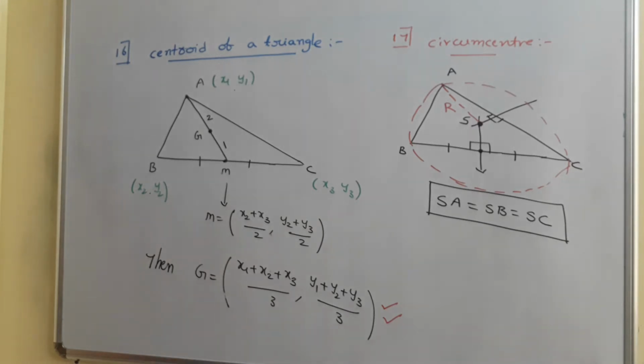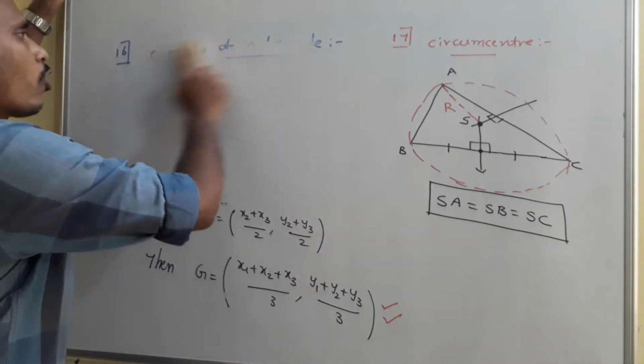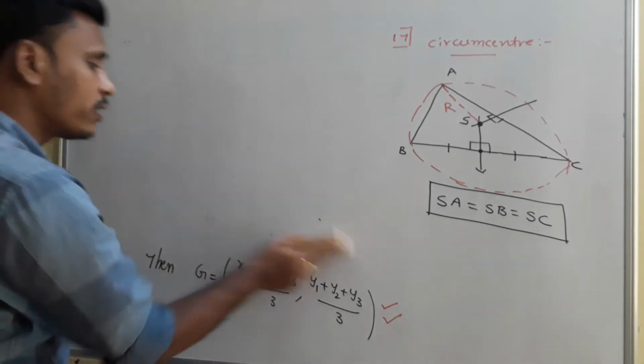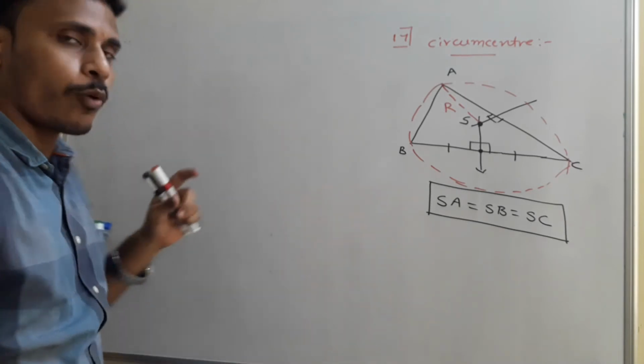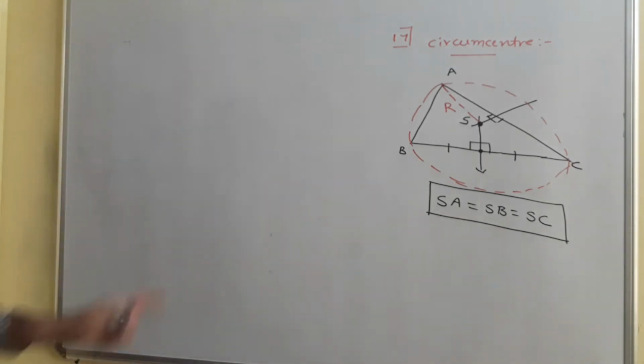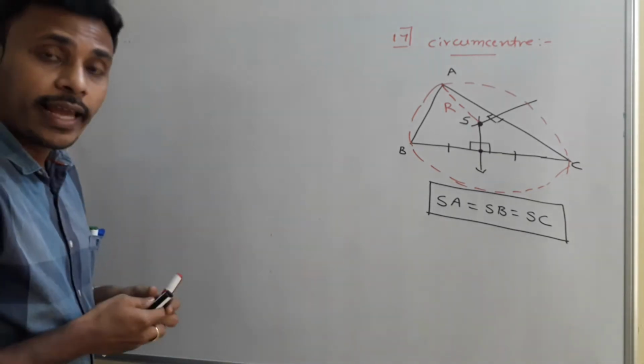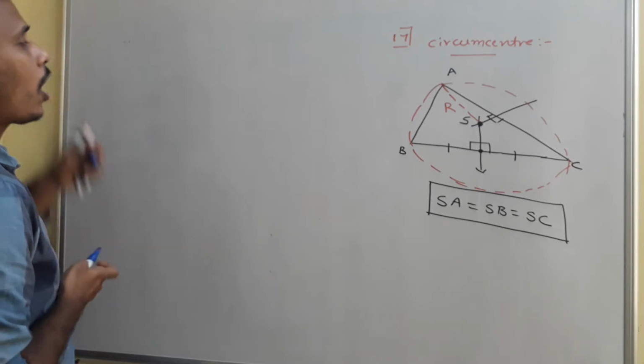So after mentioning the properties and the logics to find all these centroid, circumcenter, orthocenter and incenter, I will give you problems to solve. One problem in general to discuss. Circumcenter is clear, centroid is clear, and the next one we need to discuss is orthocenter.